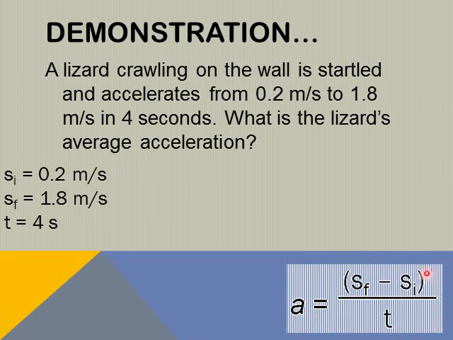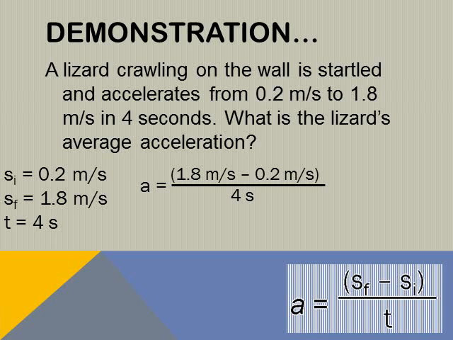I have the equation down here in the corner for you, just so you don't forget. And so we write it down, acceleration equals, and we write down the final speed is 1.8 minus the initial speed is 0.2, and we put that in parentheses. So we have parentheses on both sides. Write our dividing line, and then divide by the 4 seconds, and we're now ready to start solving the equation.